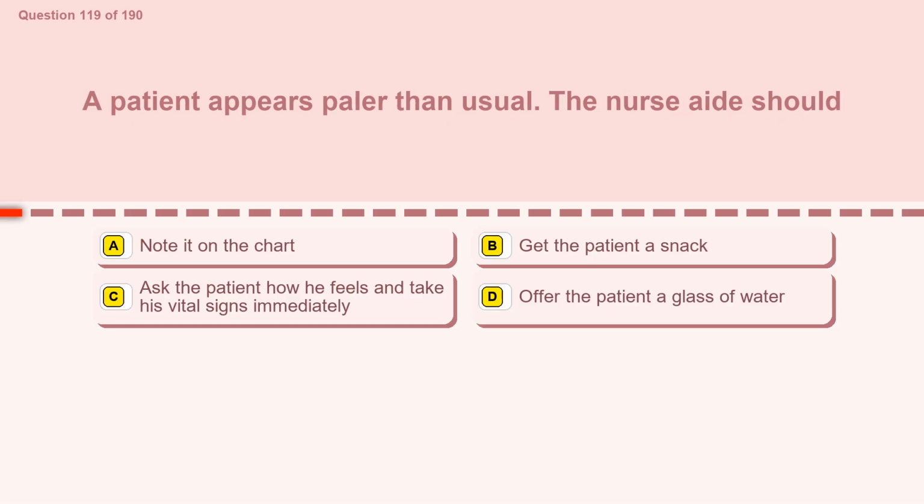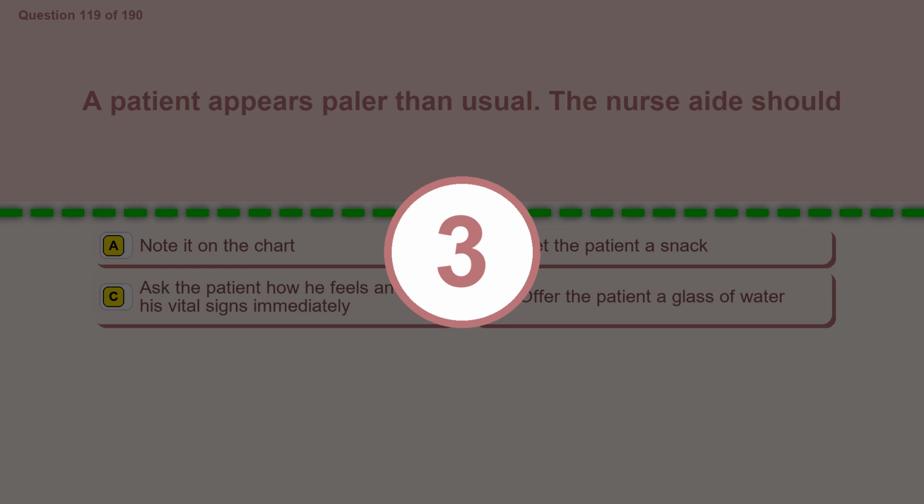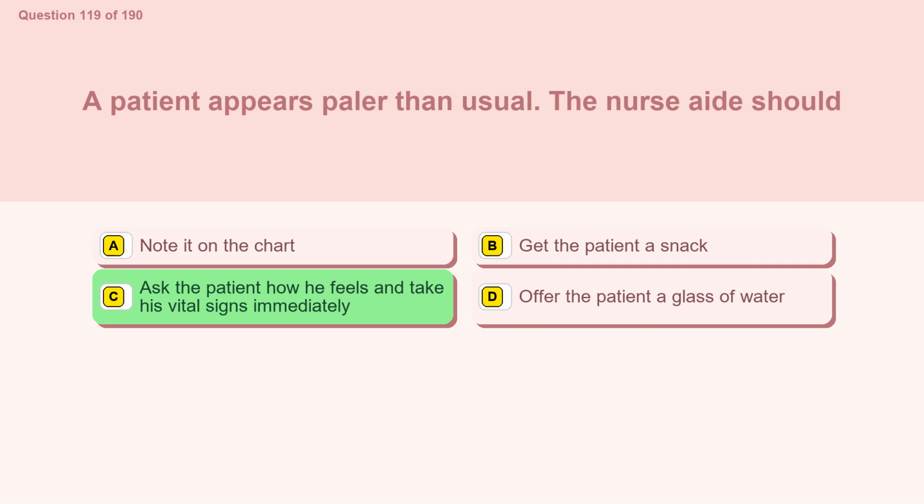Question 119. A patient appears paler than usual. The nurse aide should: option A, note it on the chart. Option B, get the patient a snack. Option C, ask the patient how he feels and take his vital signs immediately. Option D, offer the patient a glass of water. The correct answer is option C.